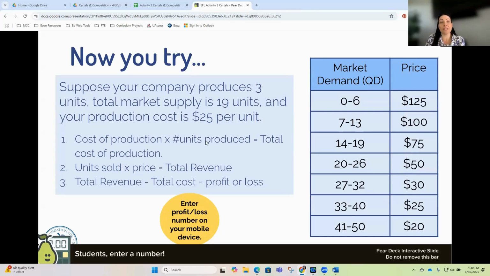If we follow the steps in this chart, we take the cost of production, which is 25 times 3. That's $75 in production cost. Then we take our total revenue, which is 75 times 3. That's 225. Then we subtract the total cost: 225 minus 75 leaves us with 150 in profit.